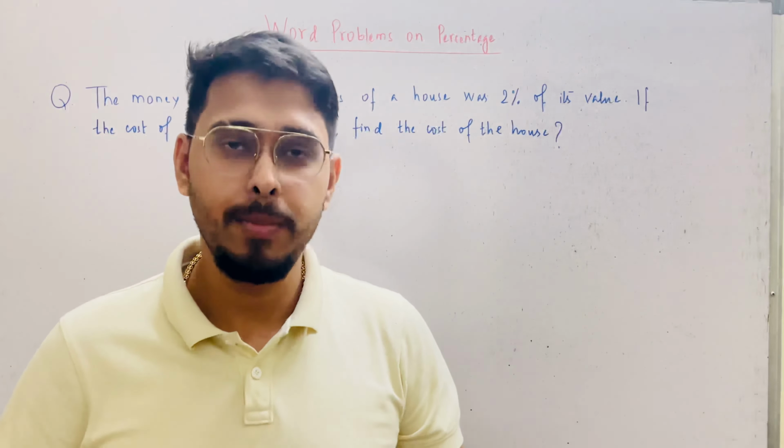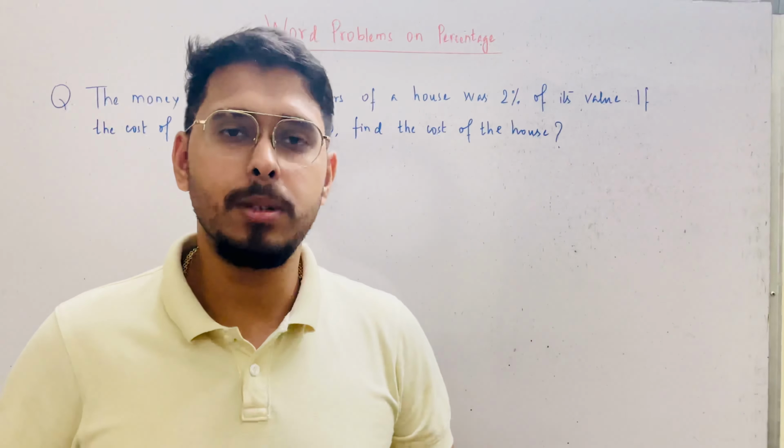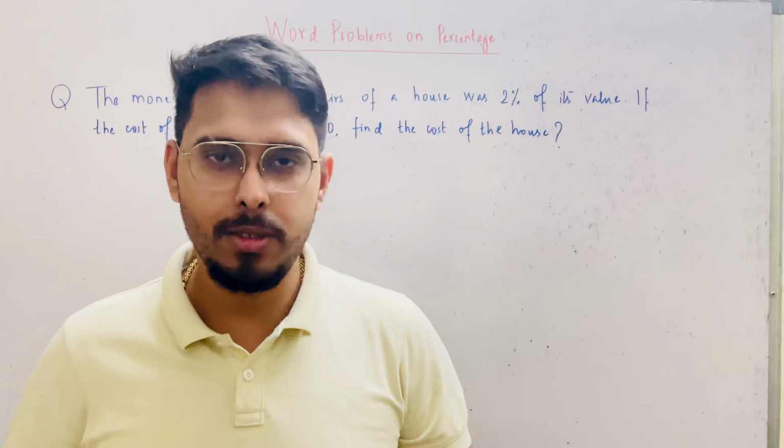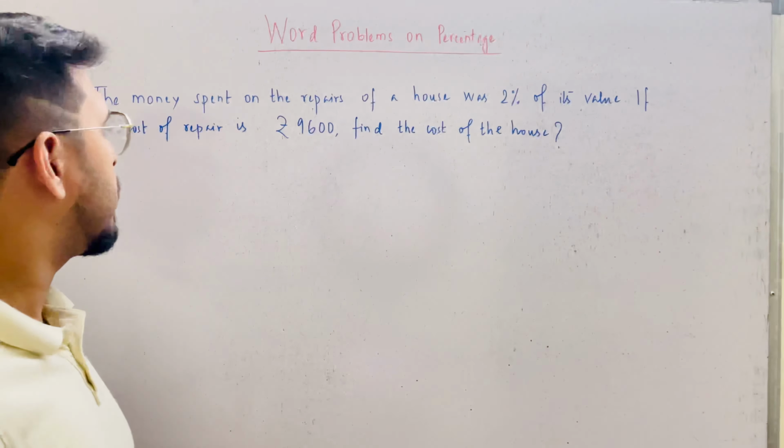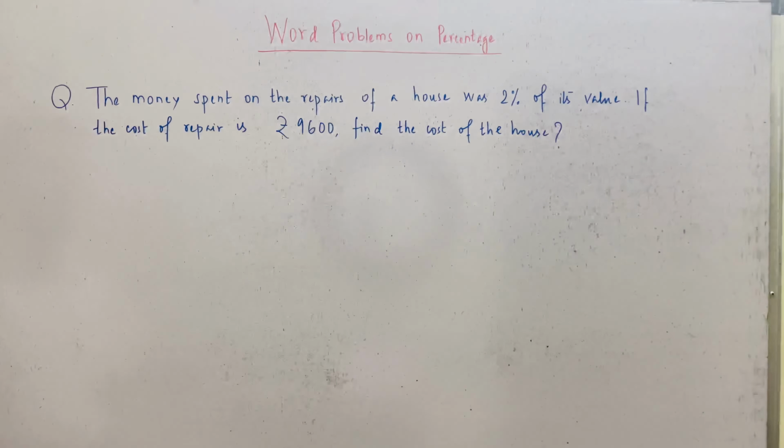My name is Rahul. So today we are going to discuss about the word problems in percentages. So let us start with this problem. The money spent on the repairs of a house was 2% of its value. If the cost of the repair is rupees 9,600, find the cost of the house. So the question is asking about the cost of the house where the cost of repair is 2% of the total cost of the house.